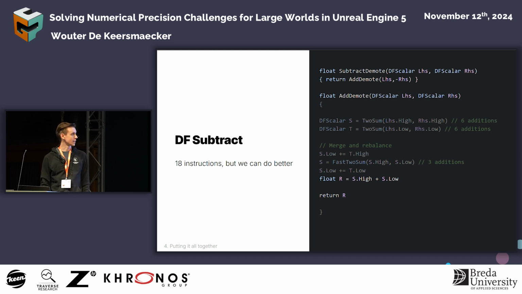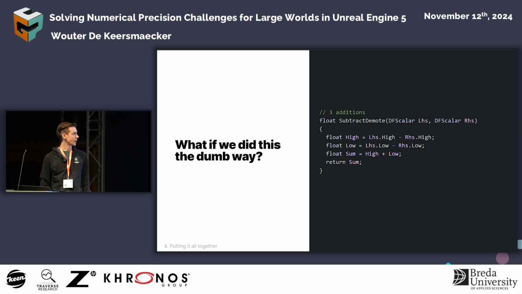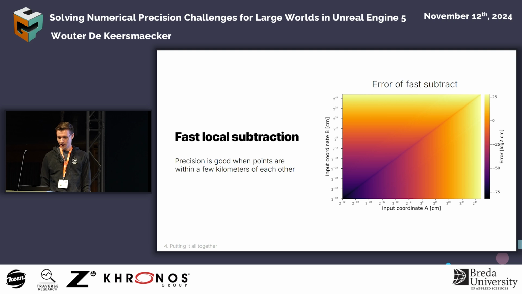So the question that I would like to propose is, why don't we just do this the dumb way? We have a high float, we have a pair of low floats. What if we just subtract these pairwise, add the result together, 3 operations, and we're done. That sounds a lot better, right? But does it work correctly? Generally, no.